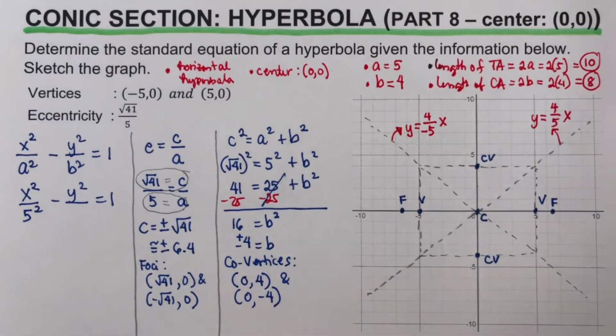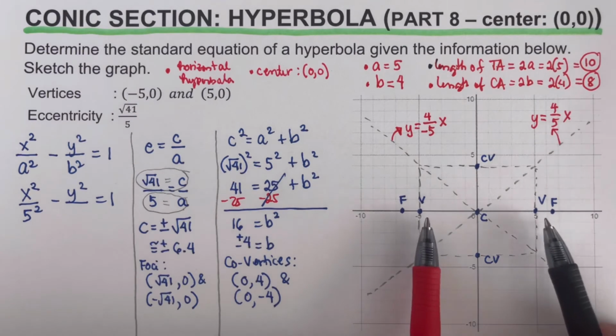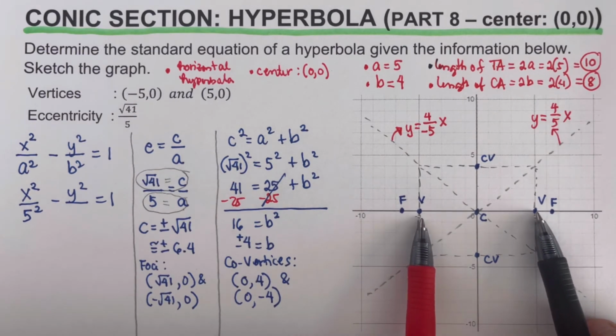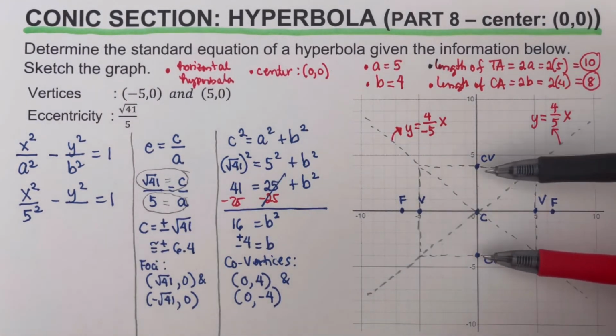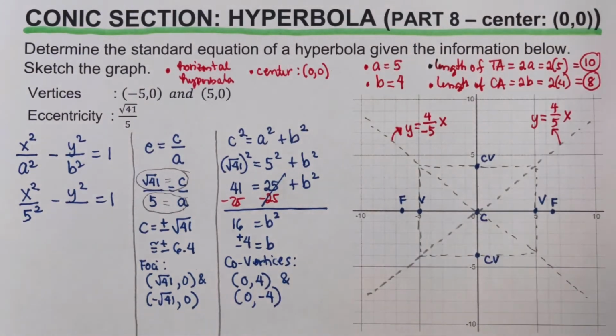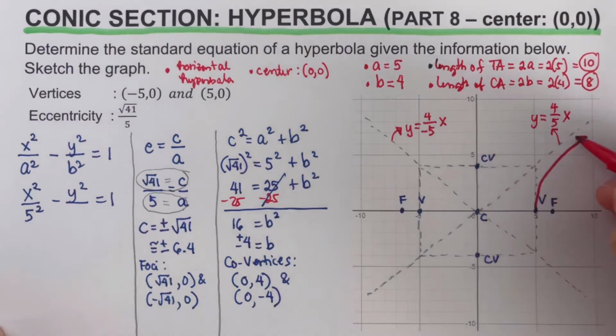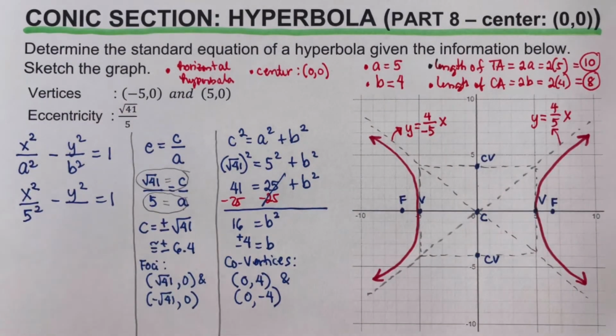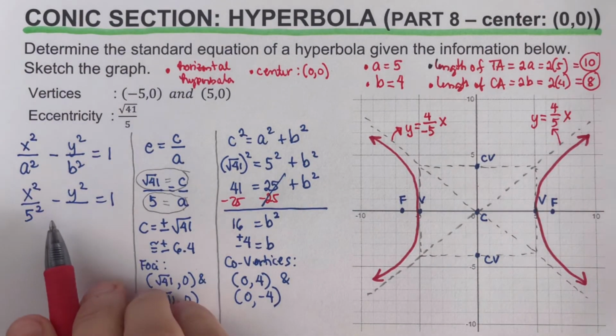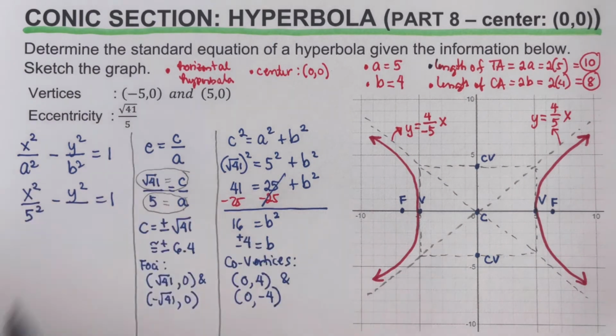Okay, so the length of the transverse axis is 10, while the length of the conjugate axis is 8. So then we can go ahead and sketch the hyperbola. Okay, and finally, we can go ahead and write the standard equation of this hyperbola.